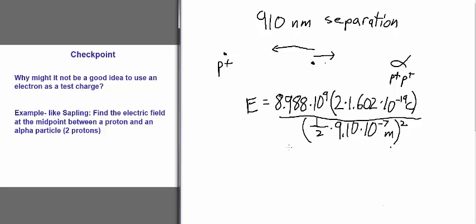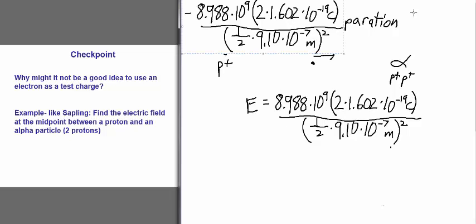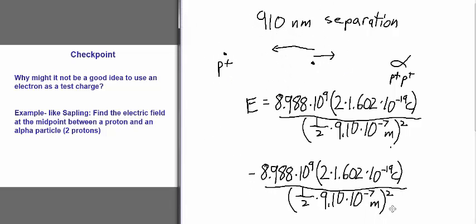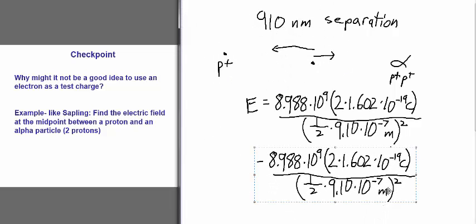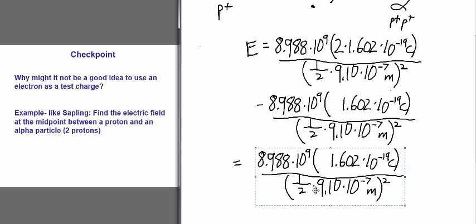And the kq over r squared is going to look very similar. So all this stuff here, I just copied it and I'm going to paste it. And we're subtracting it because it's in the opposite direction, and we're making one other change. The charge isn't 2 times 1.6, it's just one of them. And when we do the subtraction, we get this.